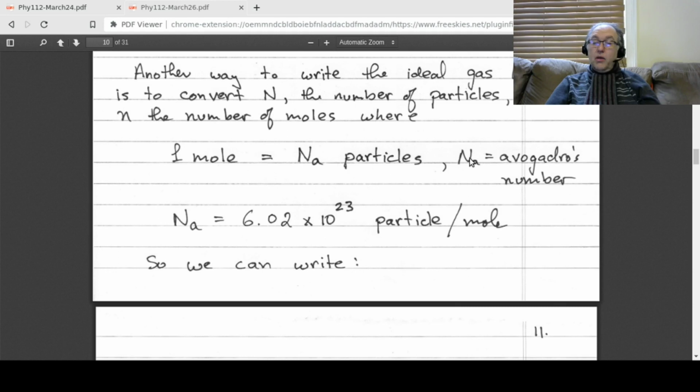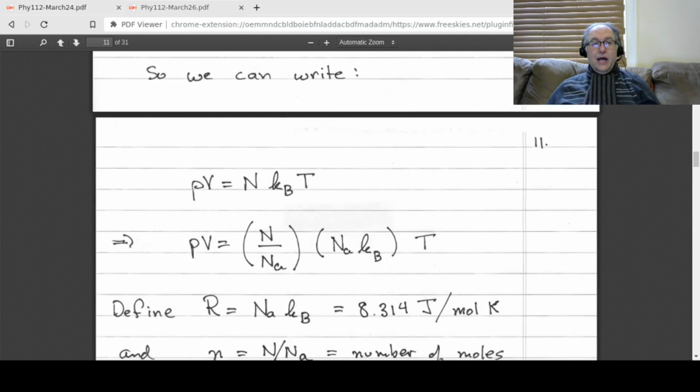And we add another 6.02 times 10 to the 23 particles. There you go, there's another mole. Okay, so every mole has that amount of particles, and so you can convert between the two.